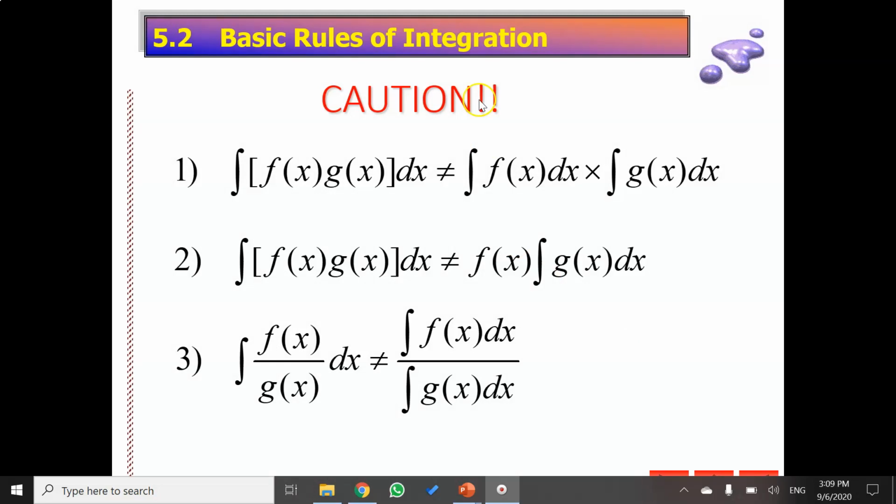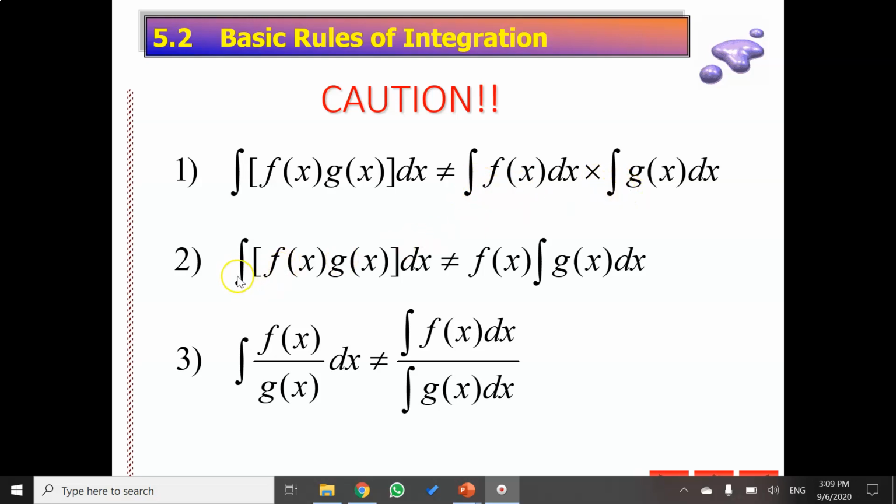Okay, so caution number 1. When we integrate the multiplication of two functions, the integral of f(x) g(x) dx is not equal to the integration of f(x) dx multiplied by the integration of g(x) dx. So you cannot do this. You cannot split it up like this. Only for plus or minus can you separate or split it.